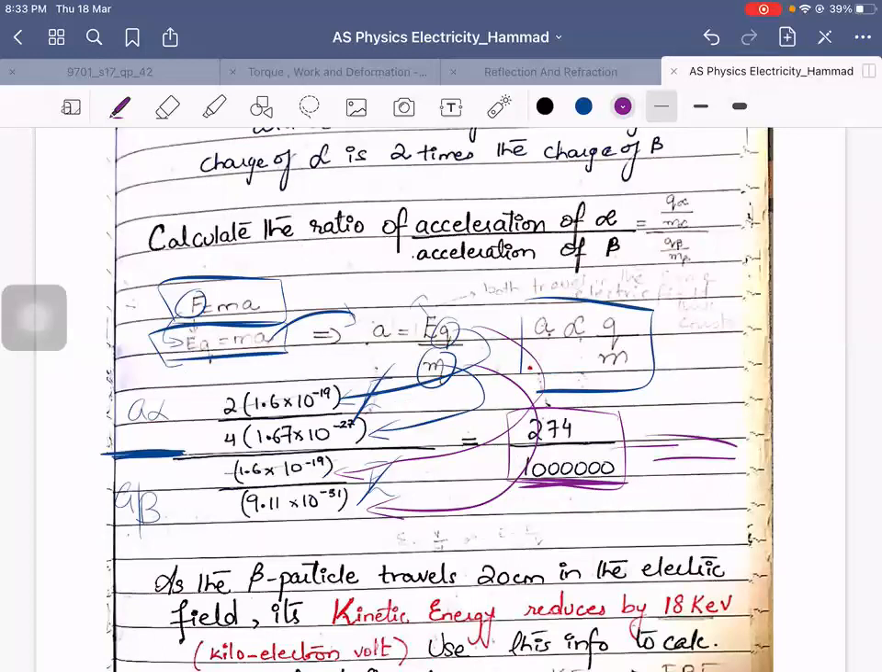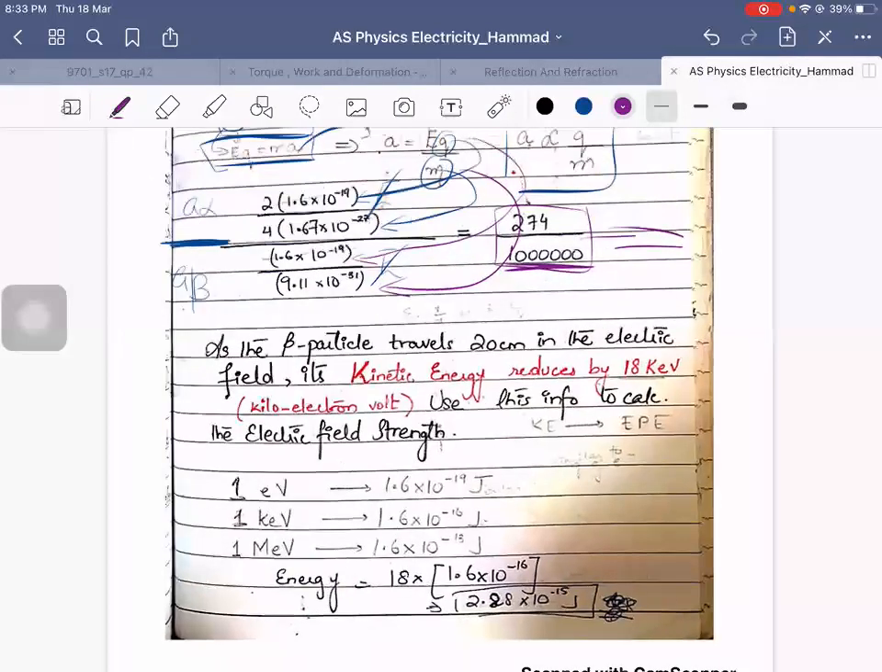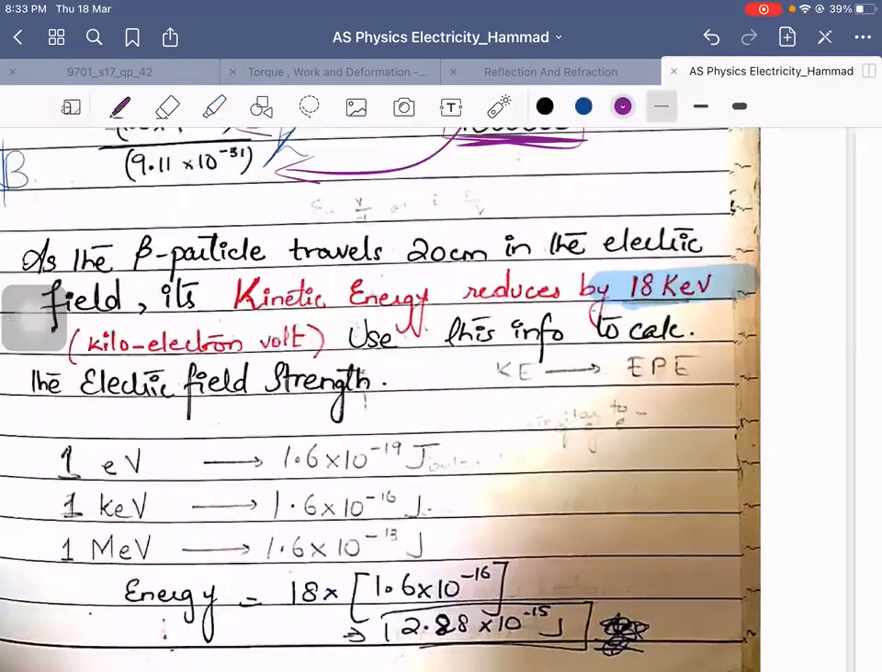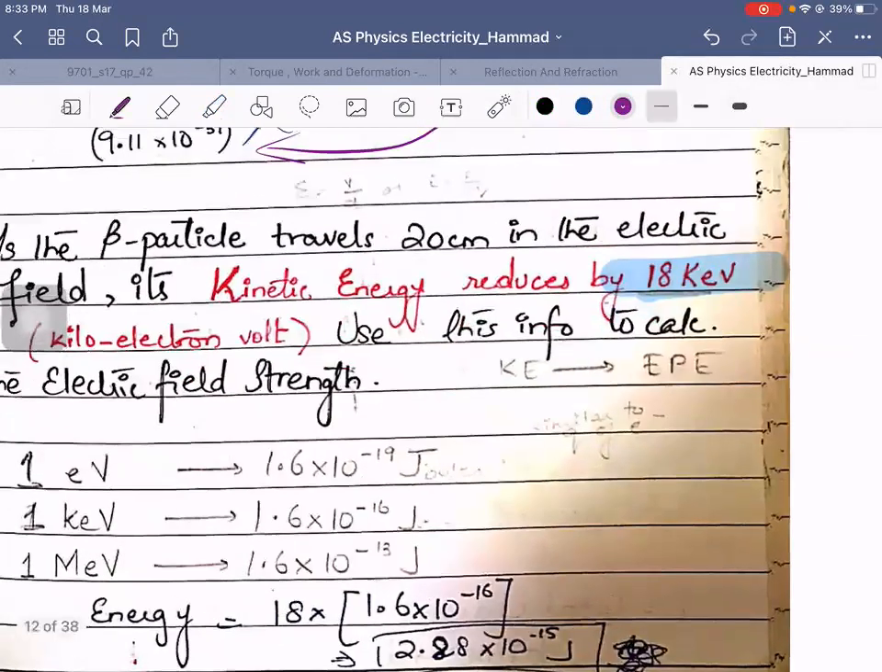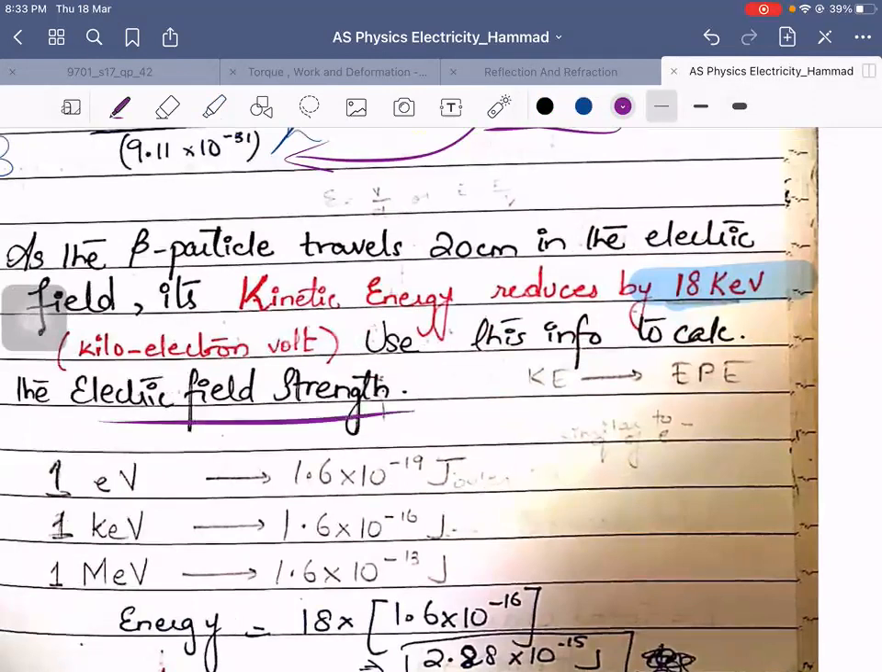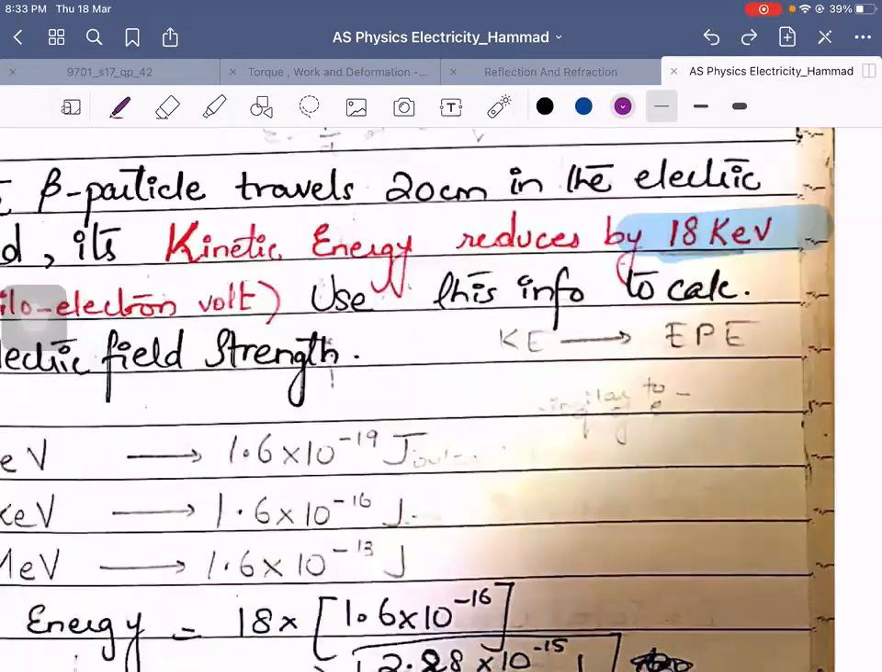We move on. As the beta particle travels 20 centimeter in the electric field, its kinetic energy was reduced by 18 kilo electron volt. Now I need you to understand something. Use the information to calculate the electric field strength. Electron volt is an alternate term for energy used for particle physics or quantum physics.